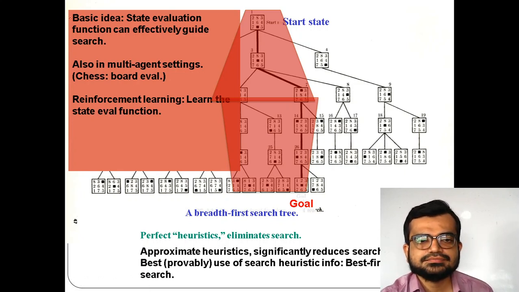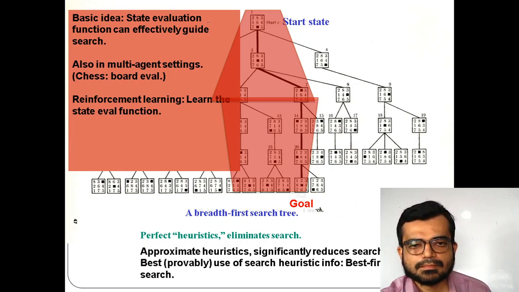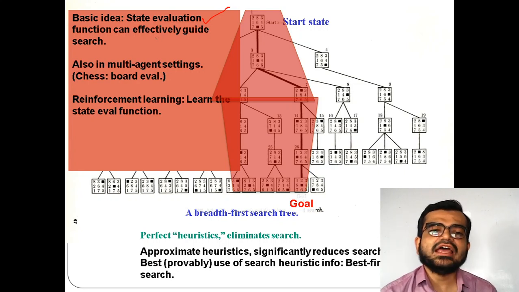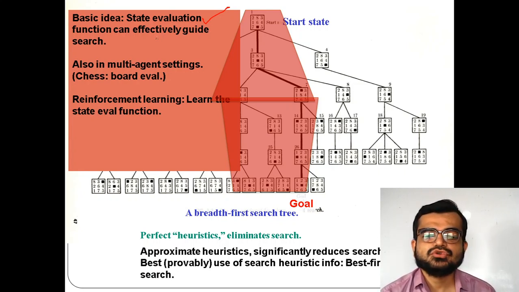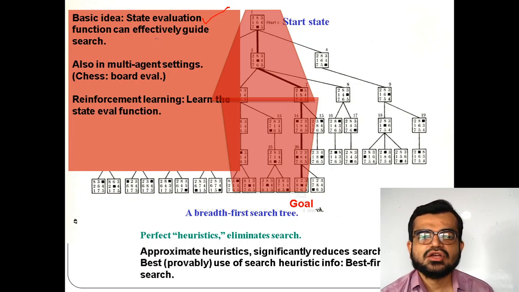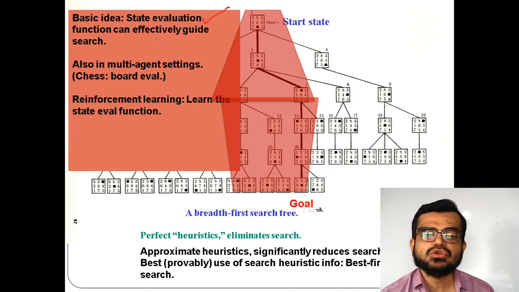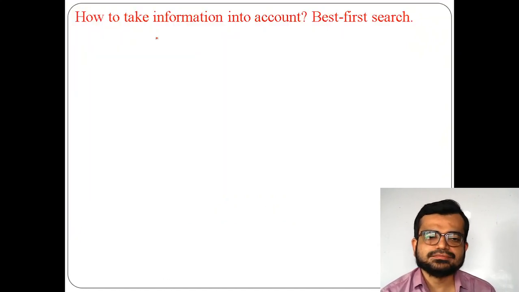So here, where I have highlighted, a state evaluation function will guide the search mechanism to select the range. It can also work in multi-agent settings, where two or more users are involved, like a chessboard. There also it can be used. It will also be used in reinforcement learning, that means feedback based learning.